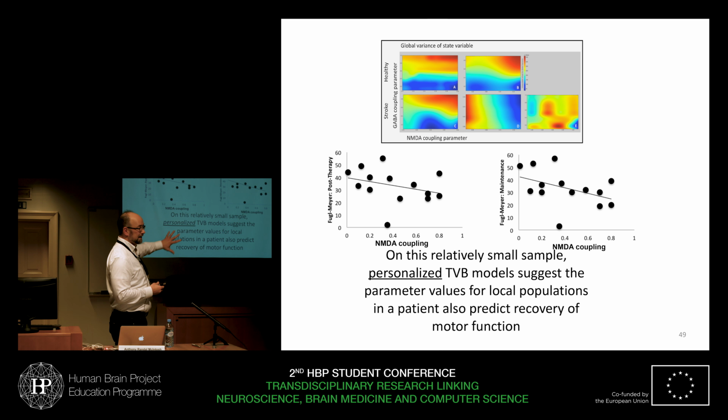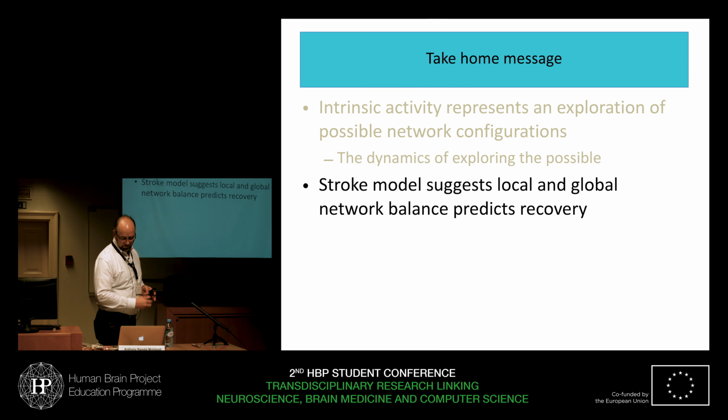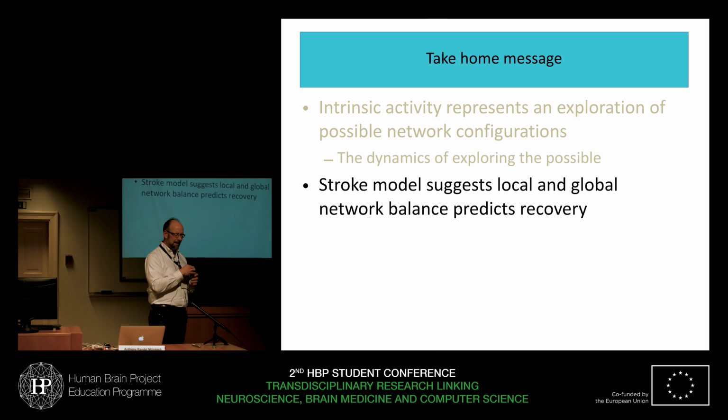We are replicating this now across a much larger sample, of course, because this is only 40 subjects, not very big, but it is promising that we can use these parameters directly in a clinical sense. Okay, so the stroke model suggests that there's a change in the balance of local and global dynamics, and this balance predicts recovery. I forgot to mention that the G parameter of the global coupling also predicts recovery.